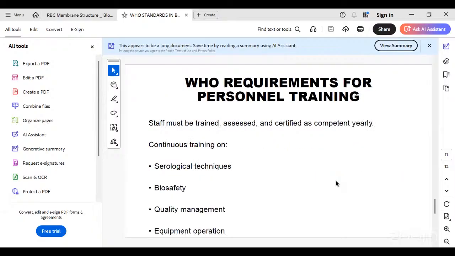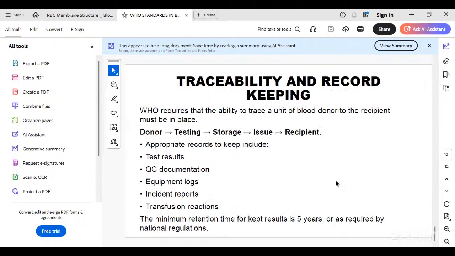What are the requirements for personnel training? Staff must be trained, and they must be assessed and certified as competent yearly, as there should be a competency test for all staff. There should be continuous training on serological technique, biosafety, quality management, and equipment operation. These are the things that are expected of us by WHO. Next slide, please.